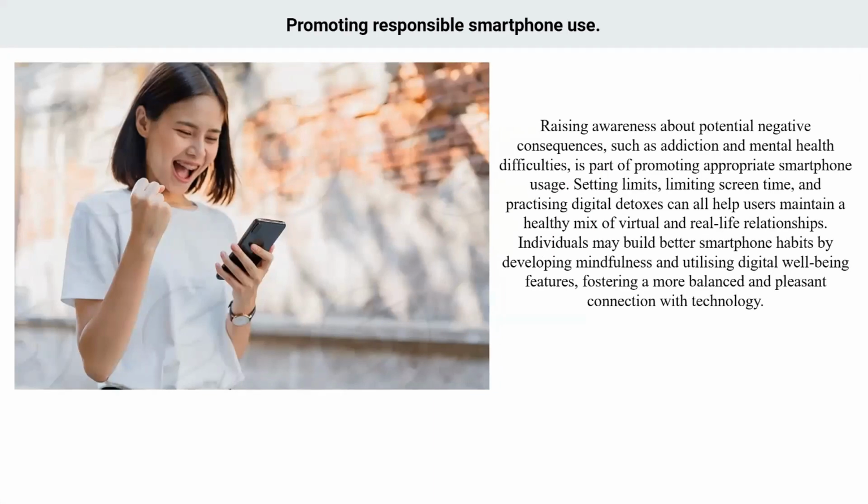To prevent all those negative impacts, we can promote responsible smartphone use. Raising awareness about potential negative consequences, such as addiction and mental health difficulties, is part of promoting appropriate smartphone use. Setting limits, limiting screen time, and practicing digital detoxes can all help users maintain a healthy mix of virtual and real-life relationships. Individuals may build better smartphone habits by developing mindfulness and utilizing digital well-being features, fostering a more balanced and pleasant connection with technology.